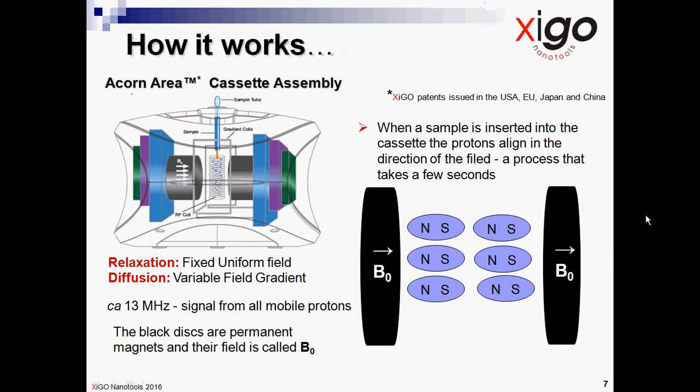When the sample contained in the NMR tube is placed into the cassette assembly of the Acorn Area, it is concentric with an RF coil and is directly within the permanent magnetic field B sub 0, shown by the black discs in the schematics at right and left. The liquid proton magnets, the blue ellipses, align with this permanent magnetic field, a process that occurs rapidly within a few seconds. The Xigo device has patents issued in the US, the EU, China, and Japan.